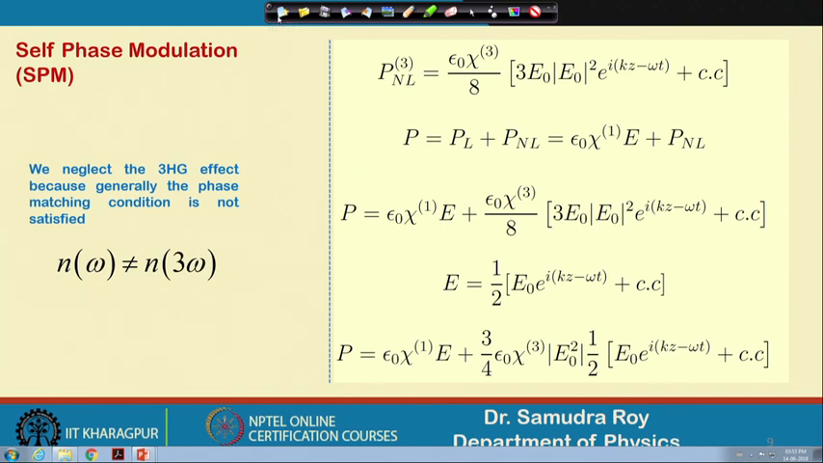So, what is the term then we have in the P nonlinear? The term that we have is the frequency having the omega component, that means the fundamental frequency we will have in this P nonlinear term. So, P nonlinear is now this term only. So, if I write my total polarization only containing this omega term in P nonlinear, then we will have epsilon 0 chi 1 E, this is the linear term, plus P nonlinear.